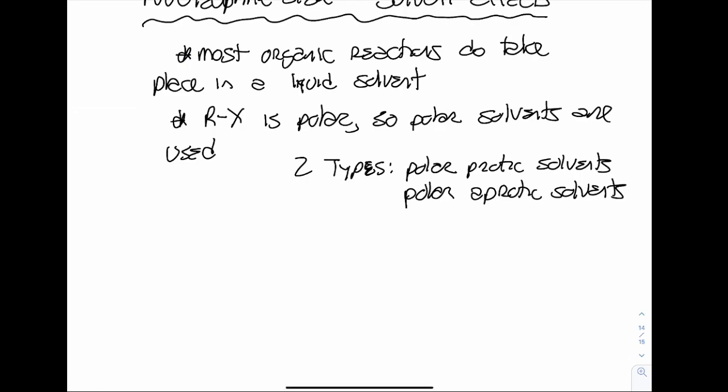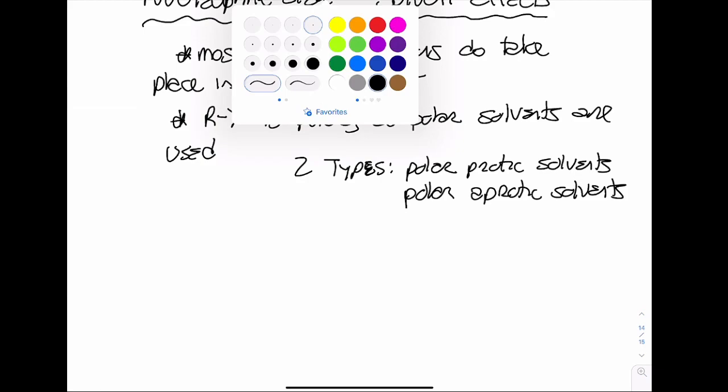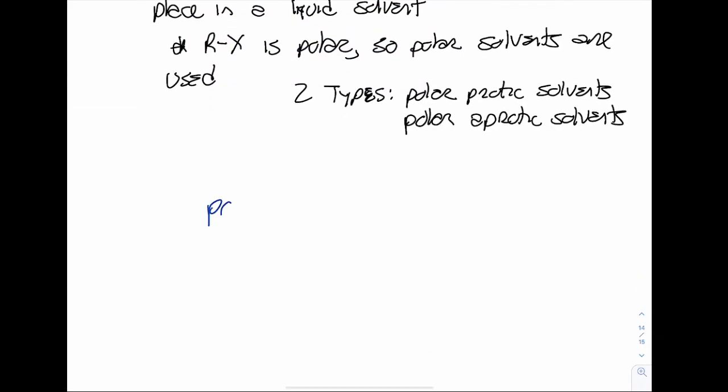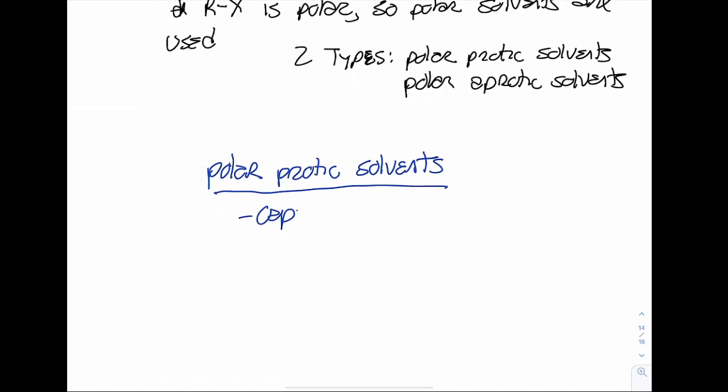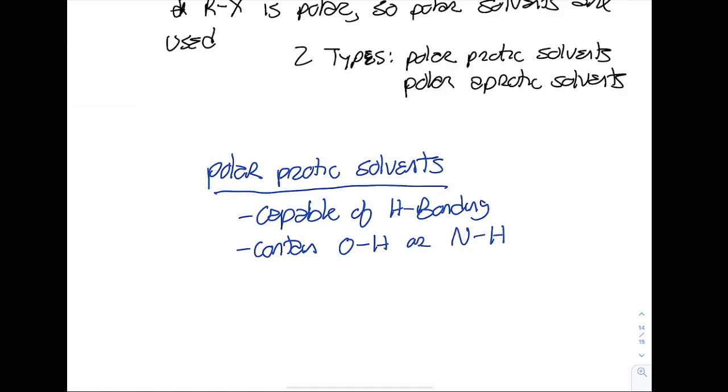So before we get into the details about how this affects nucleophilicity and basicity, I want to spend just a little bit of time talking about the two types of solvents. So we'll do polar protic solvents first. And polar protic solvents are going to be solvents that are capable of hydrogen bonding. So they're going to contain, this is how we're going to recognize them, an oxygen-hydrogen bond or a nitrogen-hydrogen bond. Remember, fluorine-hydrogen bonds can also form hydrogen bonds. It's kind of weird to say, but we're not going to see hydrofluoric acid as a solvent, so I'm just leaving it off the list.